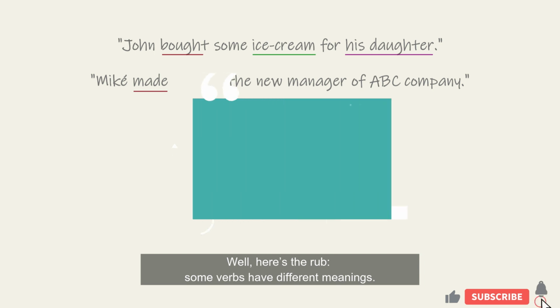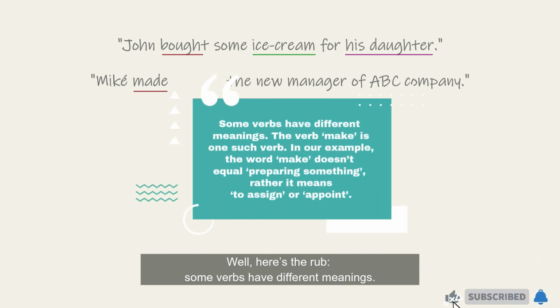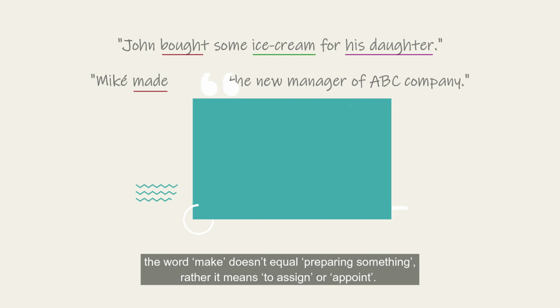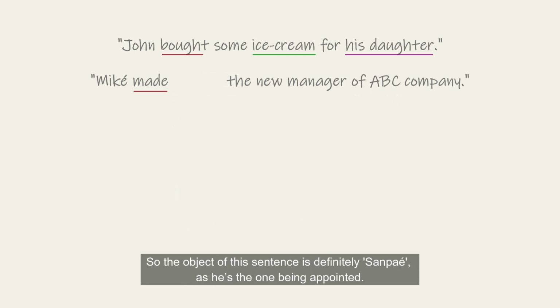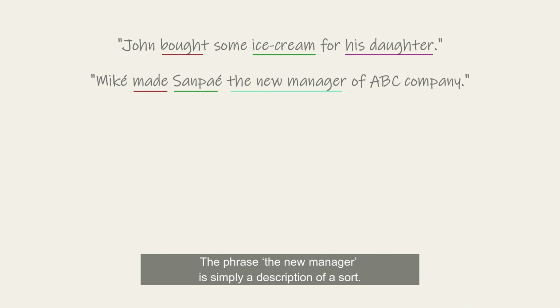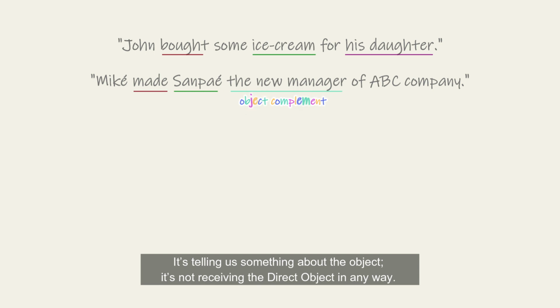Well, here's the rub. Some verbs have different meanings. The verb make is one such verb. In our example, the word make doesn't equal preparing something. Rather, it means to assign or appoint. So the object of this sentence is definitely Sanpei, as he's the one being appointed. Does that make the phrase the new manager the indirect object? Not at all. The phrase the new manager is simply a description of a sort. It's telling us something about the object. It's not receiving the direct object in any way.